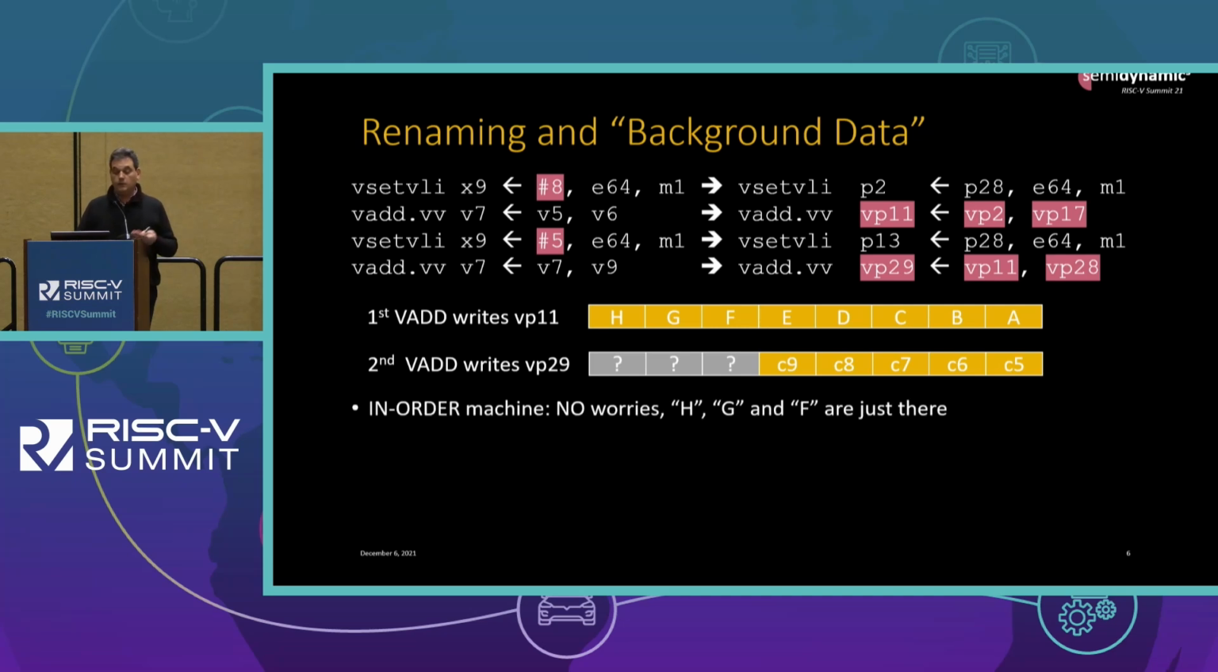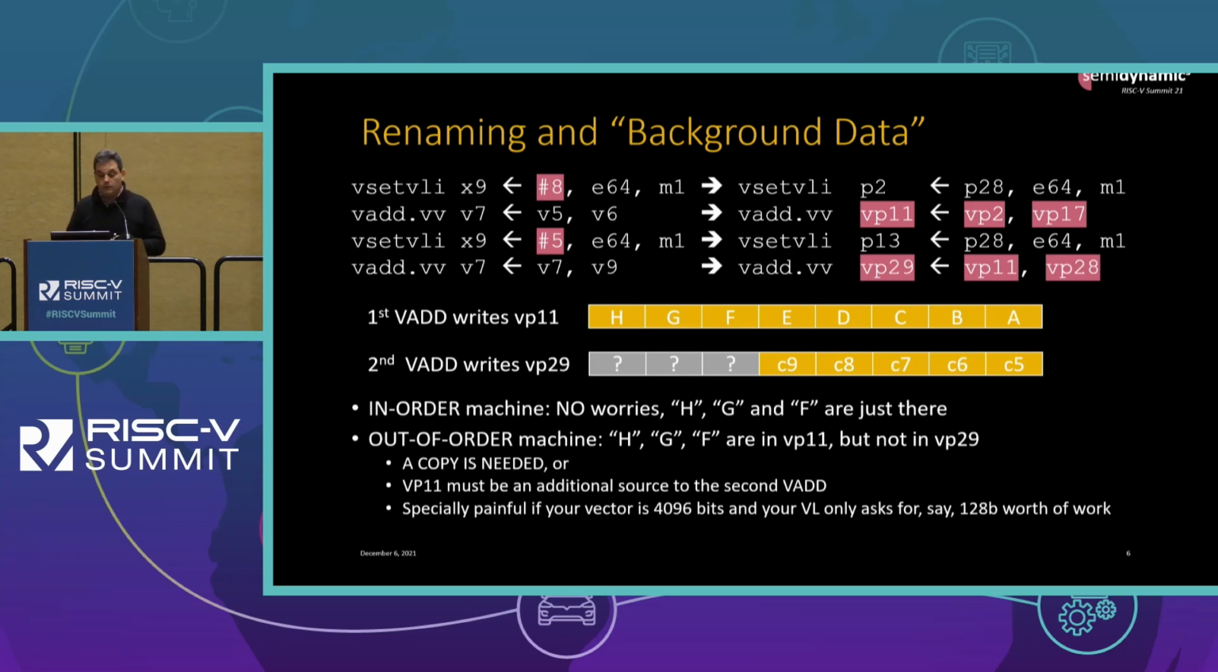And that means that in an in-order machine, that's a no-brainer. There's only one V7. You just write there, no problem. So, in-order people should not be in the room, right? On out of order, you got to get F, G, and H from somewhere. So you can either insert a copy UOP and read from VP11 and copy into VP29, or maybe you can make VP11 a source of your instructions, and those of you that are paying close attention will say, hey, but there's already VP11 in your slide, so why are you even complaining?